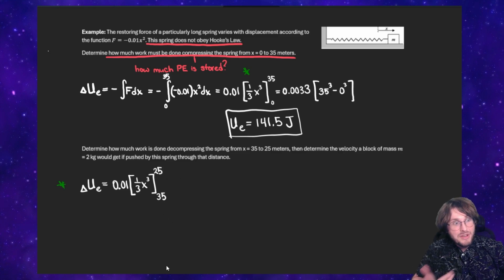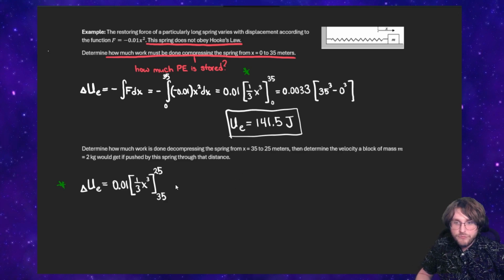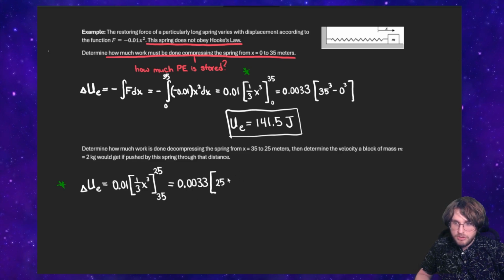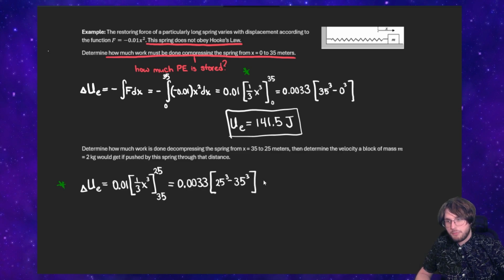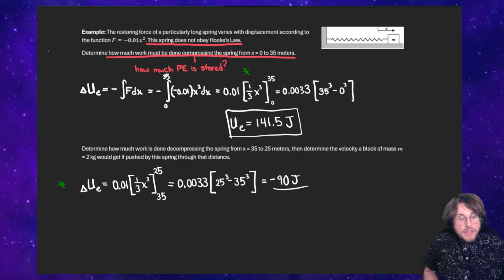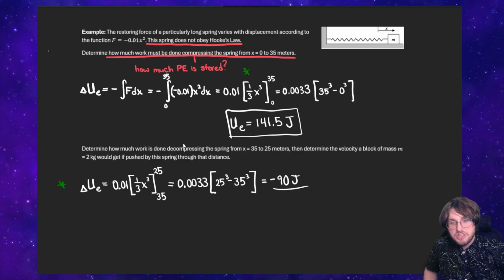And in this case, it's going to evaluate a little weirdly because we're going from a larger distance to a smaller displacement. So with that in mind, we'll go ahead and evaluate again. So out front, we're going to have 0.0033 for 0.01 divided by 3. And then within our brackets, we're going to plug in our bounds. So it'll be 25 cubed minus 35 cubed, close brackets. And if we evaluate that, we'll find that our change in potential energy here is about negative 90 joules at the end of the day. Now that's a change in potential energy, but we're looking for a change in kinetic energy if we're expecting to find some kind of velocity.